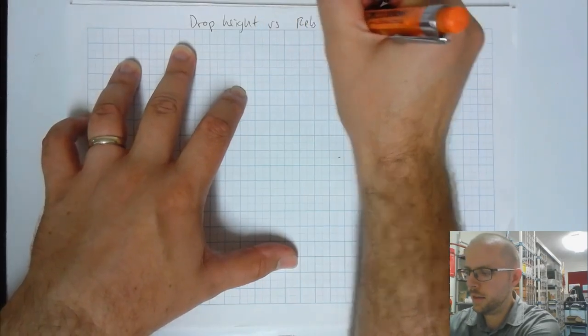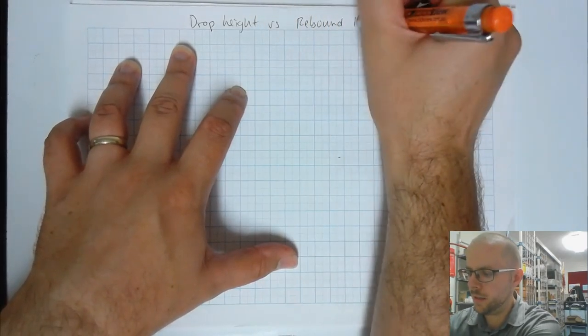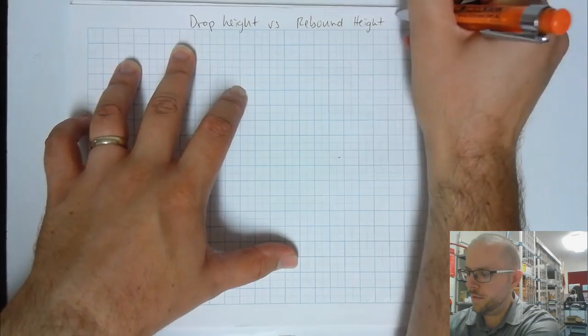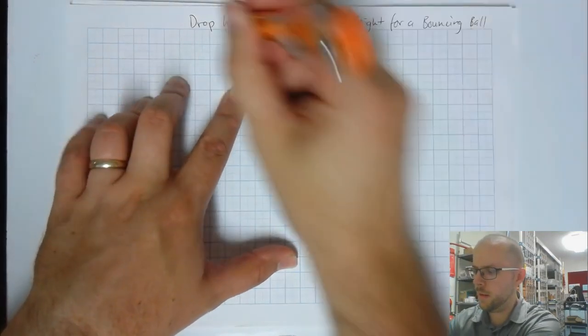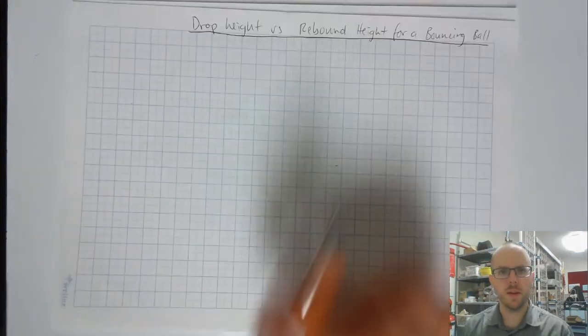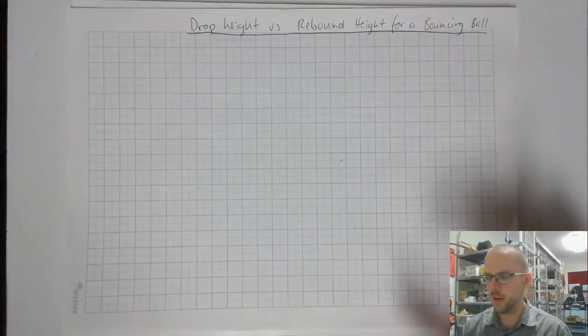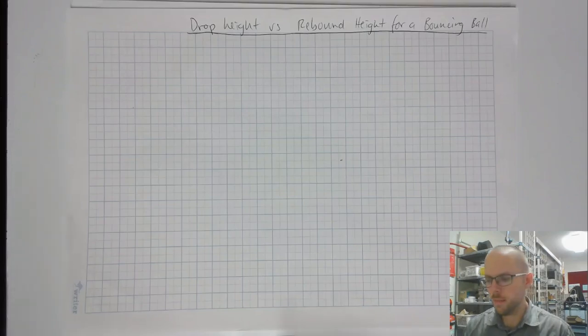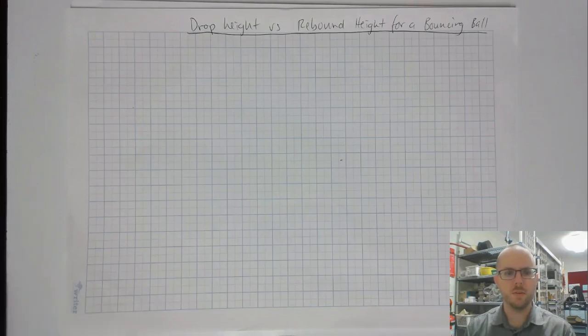Drop height versus rebound height for a bouncing ball. I appreciate it's a little off center, but we can live with that. So, drop height versus rebound height for a bouncing ball. I mentioned that we need to have a number scale across both axes, so we're going to establish that now.